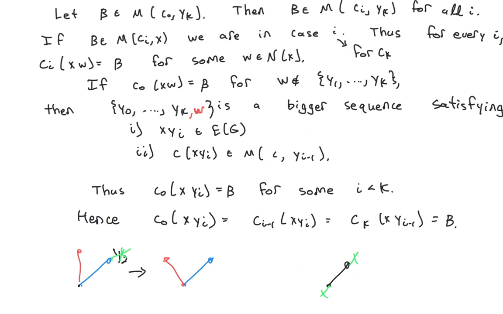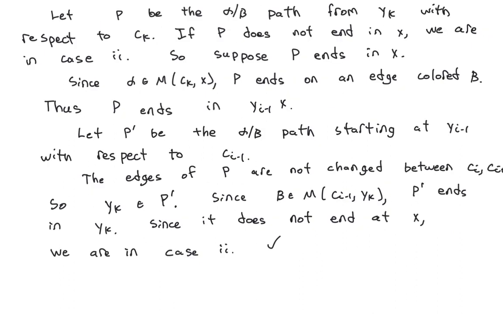Due to how the colors shift, we see it's also that same color in C_1 of XY_i, C_2 of XY_i, up to C_{i-1} of XY_i. Because in each of those cases, we've only moved colors on edges whose endpoint Y_j, j is less than i. On the other hand, once we pass the ith coloring, we've moved the color beta to the edge XY_{i-1}. And so in C_k, that's the edge that gets colored beta. And this is about where we reach the ending point.